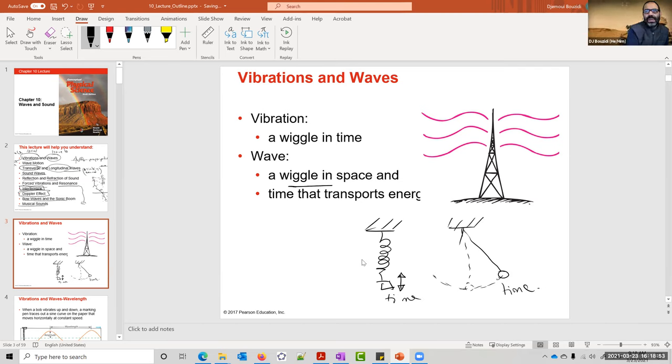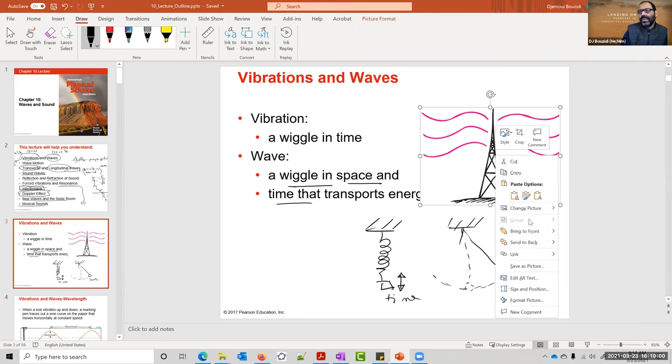A wave, on the other hand, is a wiggle in space and time that transports energy. Why is this on front in here?